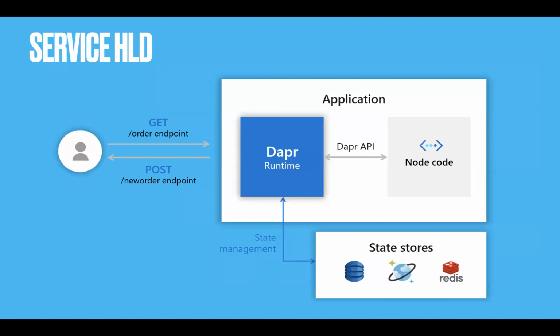I have an HLD of that. I have a piece of application which is written in Node, and it would be communicating with the Dapr runtime, and it would have state store management as Redis. Okay, so all the data of orders, the new orders coming in, everything would be stored in Redis, and all the communication is happening through the Dapr runtime. And the piece of code is written in Node. Okay, I have a get call and a post call.